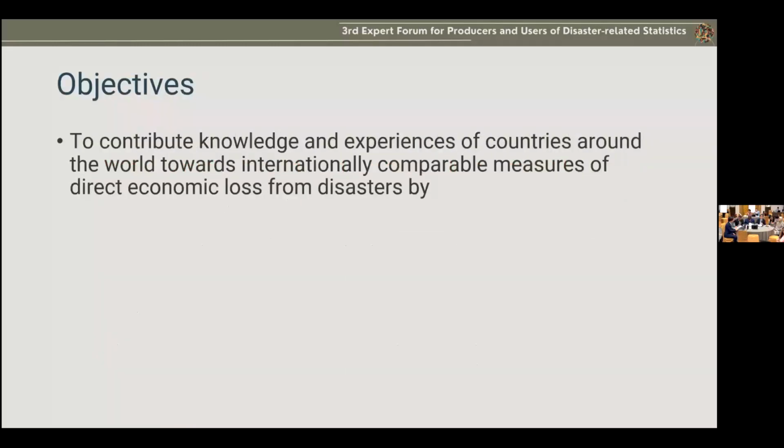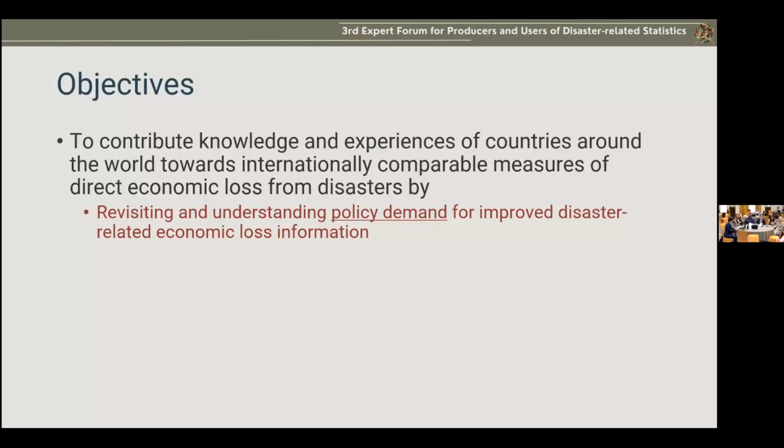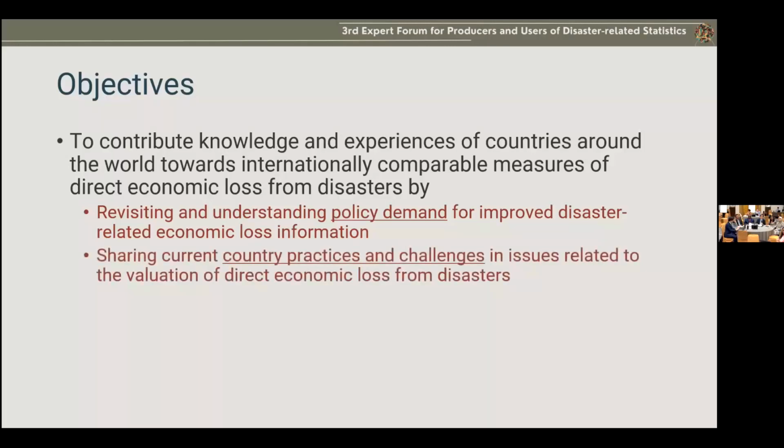So the objective of the session is to contribute knowledge and experiences from countries around the world towards internationally agreed or maybe comparable measures of direct economic loss from disaster. And we did that by understanding, first of all, why we need this information from a policy perspective. It's imperative that we understand user needs before we conduct any statistical data collection exercise. Once we understand the demand, then we hear from country practices and challenges in issues surrounding valuation of direct economic loss from disaster.